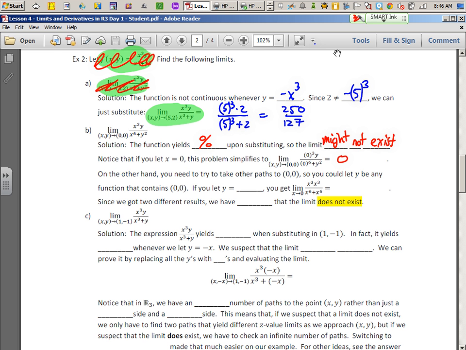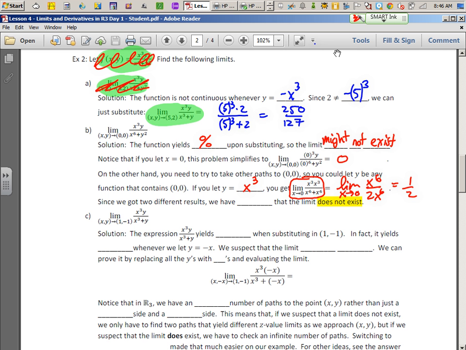Why? If you let y equal x cubed, watch what happens. You get limit as x goes to 0. There's no y anymore. x cubed over x to the 6th plus x to the 6th. In other words, you get limit as x goes to 0 of x to the 6th over 2x to the 6th, which comes out to a half. Interesting.